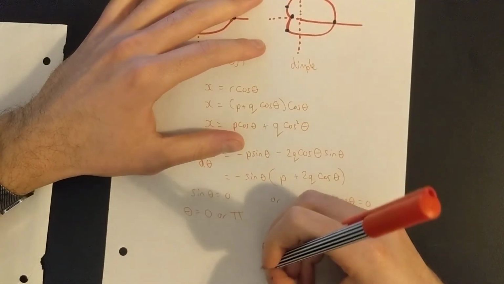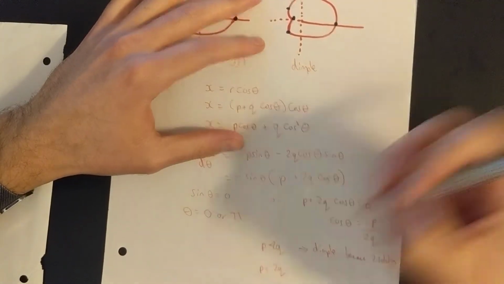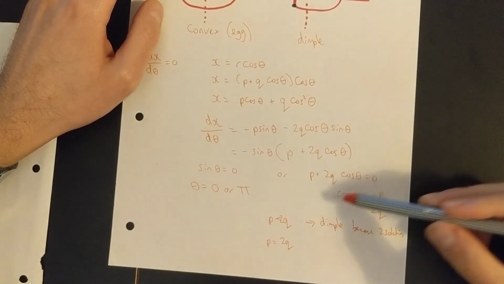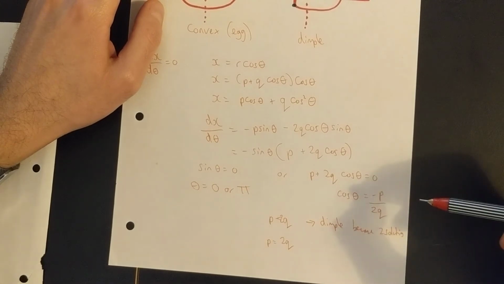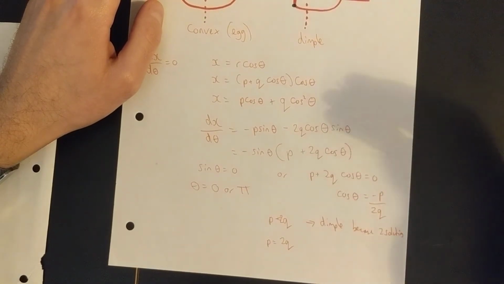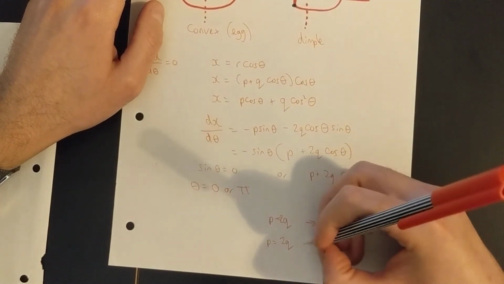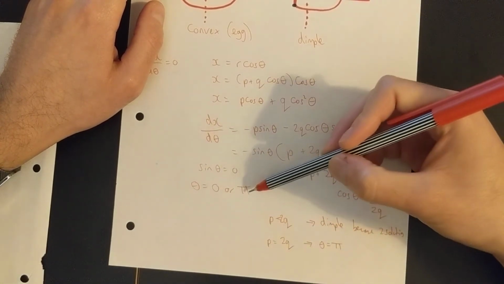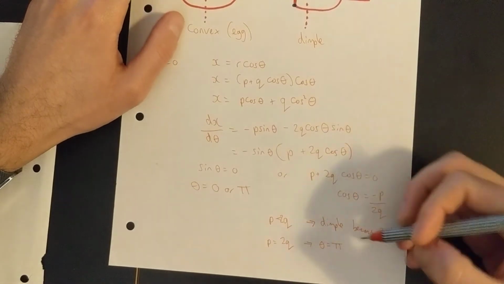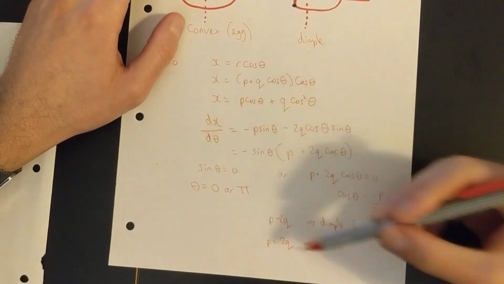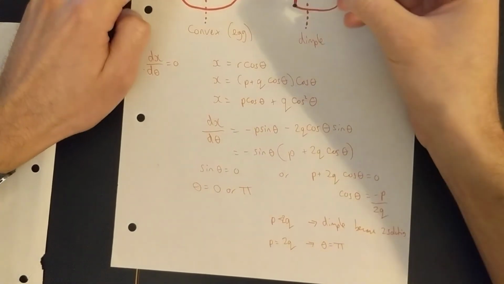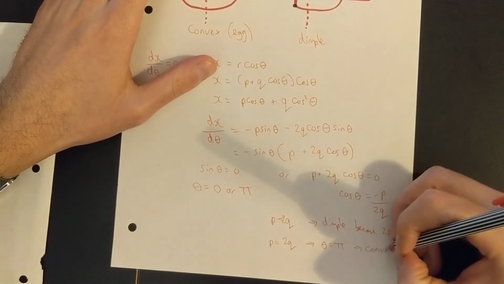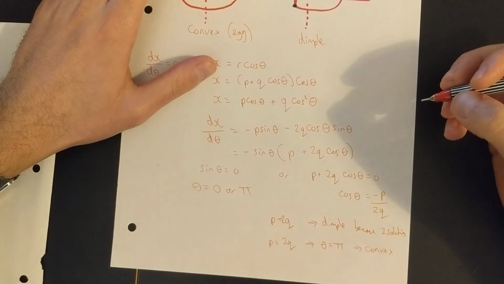Or I can have p equal to 2q. If p is equal to 2q, that means cos theta equals negative 1. If cos theta is negative 1, that means theta equals pi. I've already got that. So that's still just those solutions. One of them's repeated, so that means I've only got 2. That is going to be a convex curve. That's going to look like an egg.